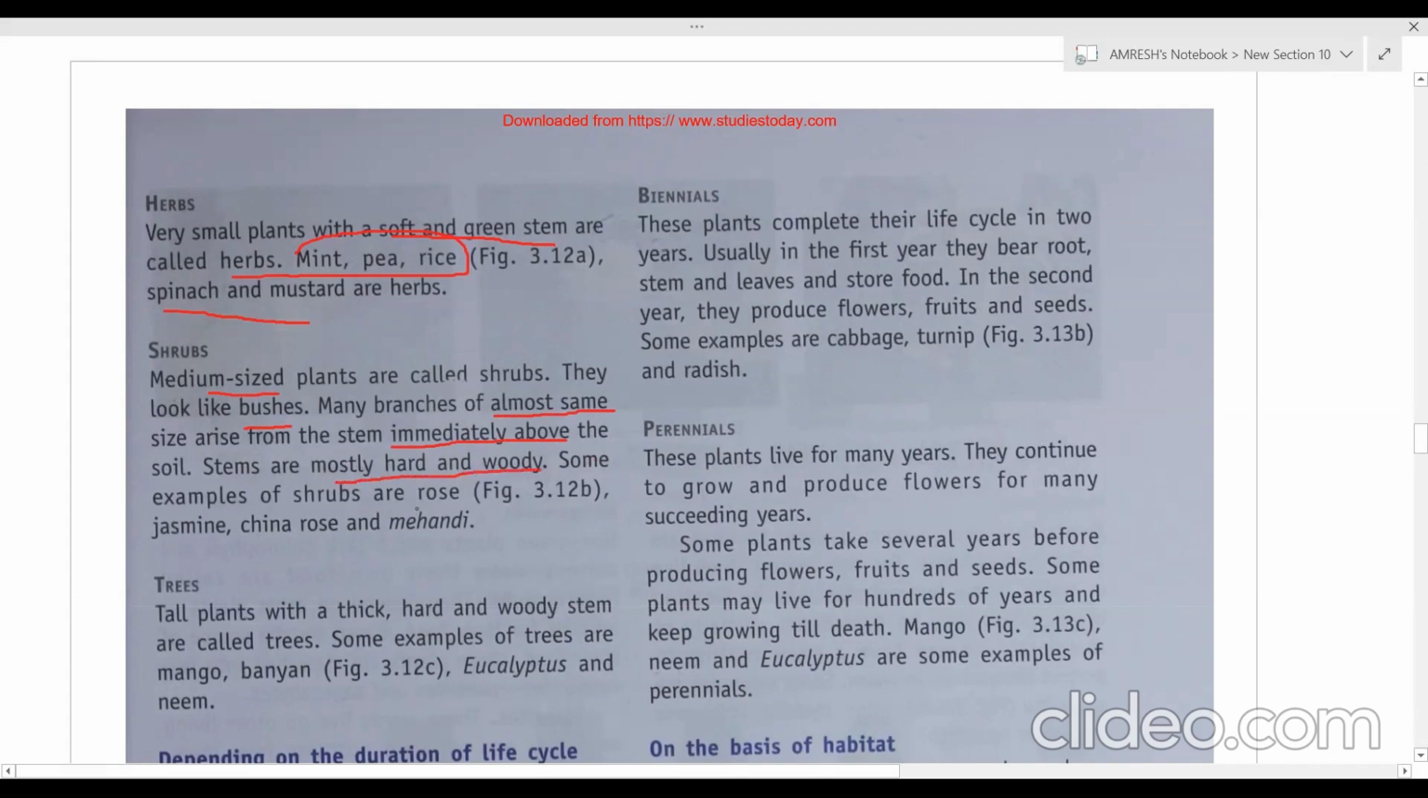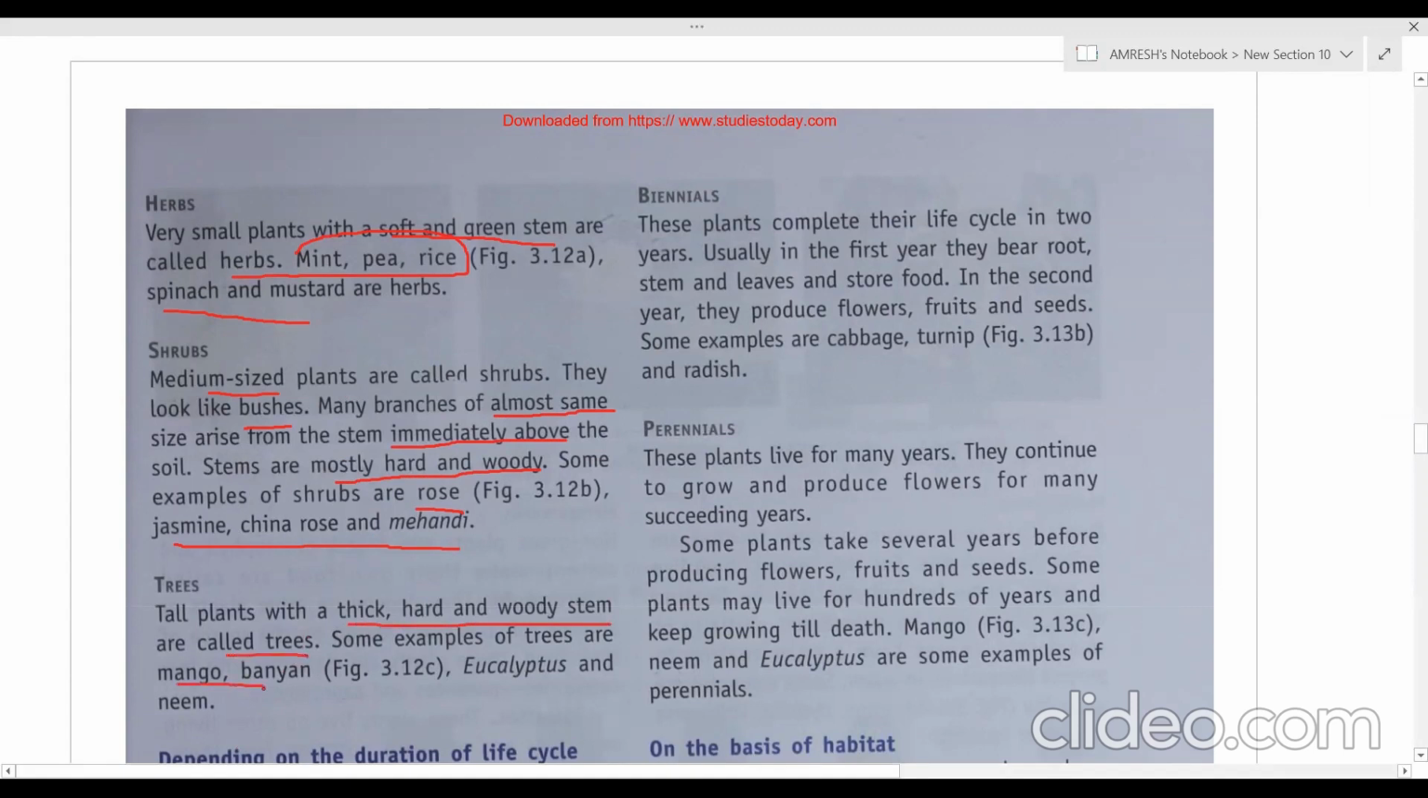Some examples are rose, jasmine, China rose, and mehendi. Say the rose plant, if you see, it is a little bit taller than the rice plant. And if you see the wood, it is brown in color and a bit woody and hard in nature. Mehendi plant, your China rose, your mandar plant, which we say. The China rose plant is also a little bit taller and the stems are hard and woody in nature. They are the shrubs.